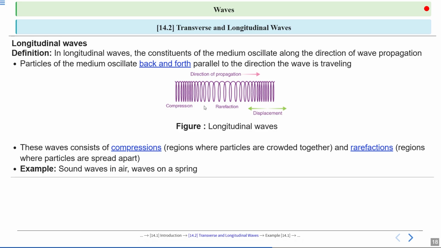For example, sound waves in air are classic longitudinal waves. Another example is the wave you see when you push and pull a spring along its length. So whenever you hear a sound, remember it's a longitudinal wave moving through the air to your ears. Clear?